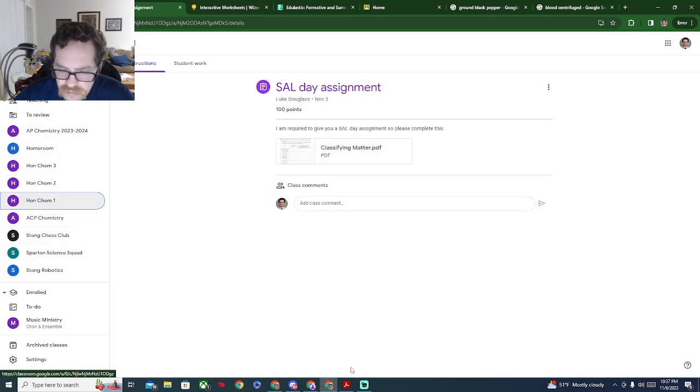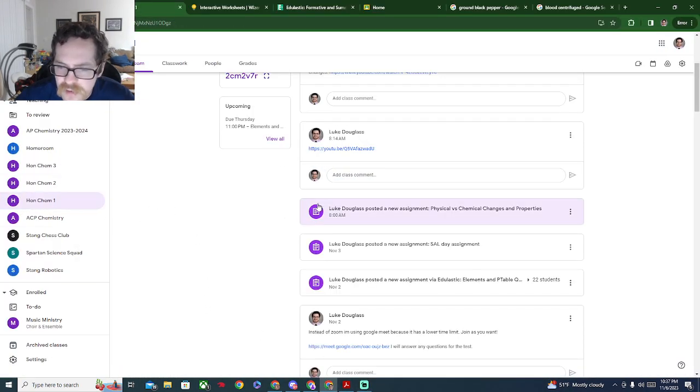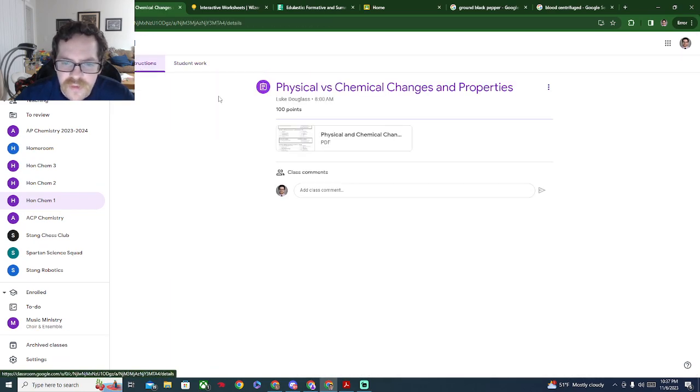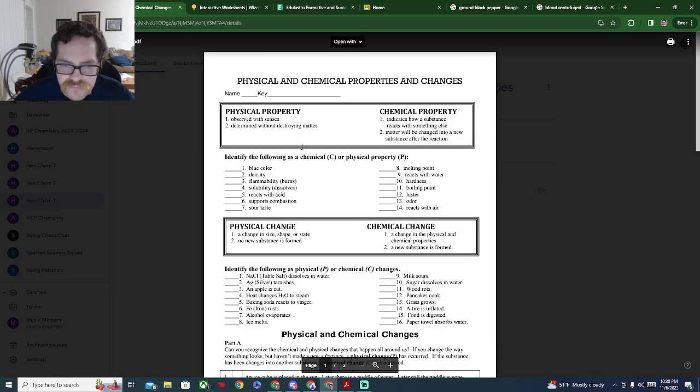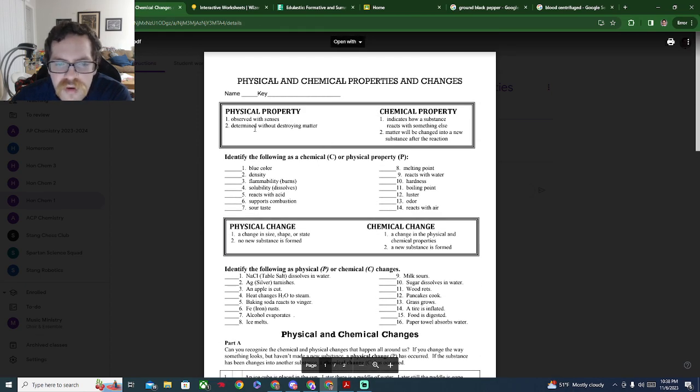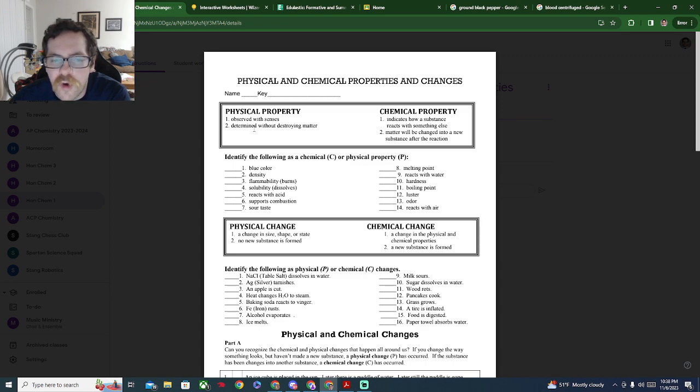All right, we are at 25 minutes. Let's cover the last worksheet. The physical chemical changes and properties worksheet I gave you. So let's talk properties first. Properties come in two forms, physical and chemical properties. Physical properties, as we see here, can be observed with senses. Like, that's red, that's big, that's small.